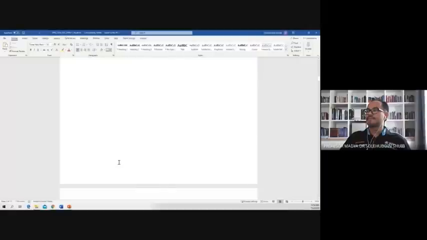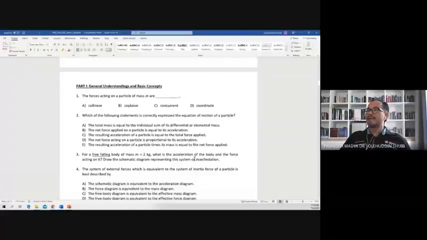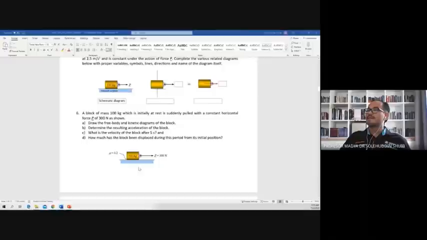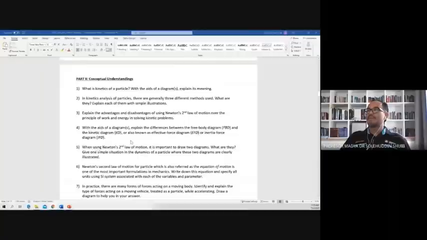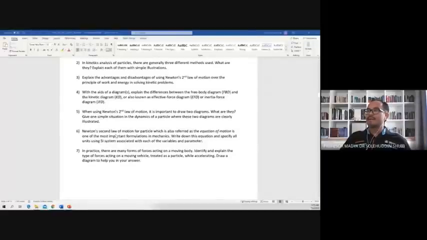This is general understanding and basic concept. You can answer this just to gauge your understanding of the topic. Multiple choice questions. These are the conceptual understanding: what kinetics is all about, the advantage of using Newton's second law, and exercises using a free body diagram and effective force diagram.